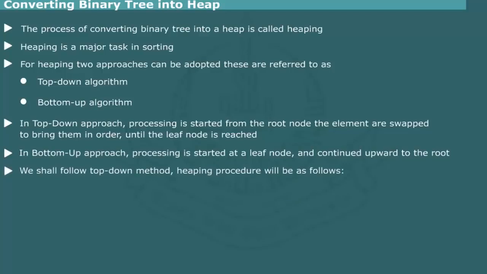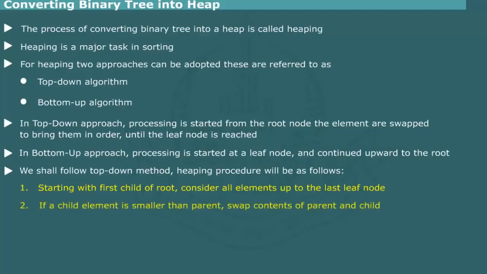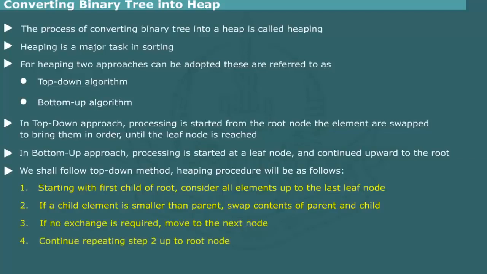The heaping procedure will be as follows. Starting with the first child of the root node, systematically consider all its elements up to the last leaf node. If an element is larger than its parent, then swap the contents of pivot and child. If no exchange is required, move to the next node. Otherwise, continue repeating step 2 until the root is reached.